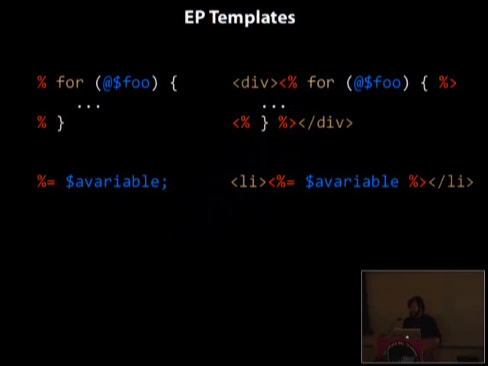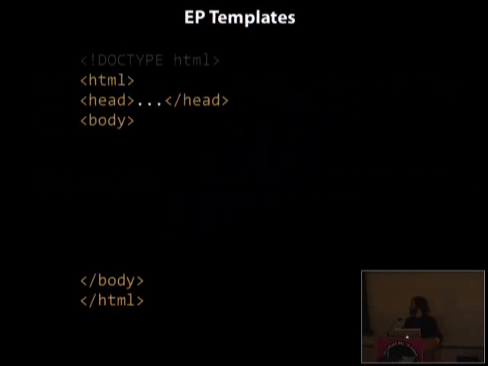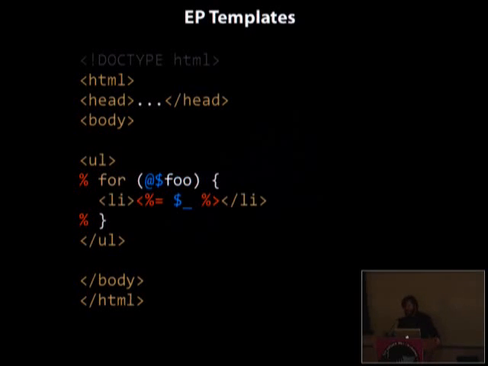So let's create an EP template. We'll start with a basic HTML layout, boilerplate, and we'll drop some Perl in there. Iterate through an array reference and print out some list elements. And this is all Mojolicious's own template syntax? Yes, this is the EP templates included with Mojolicious, right?